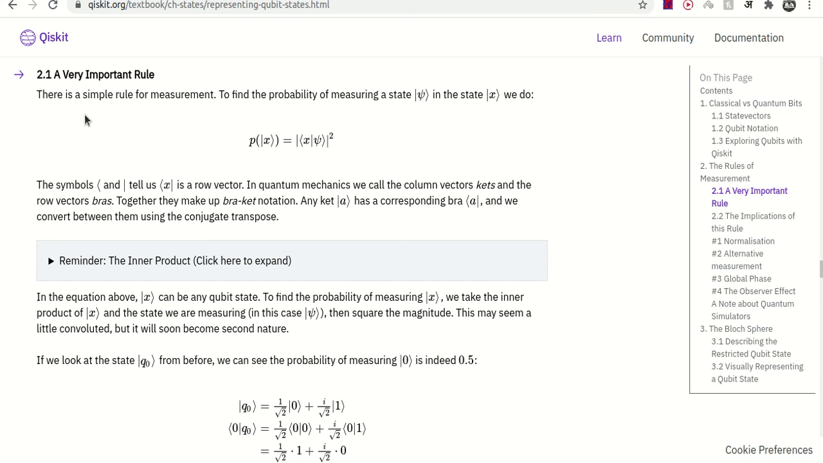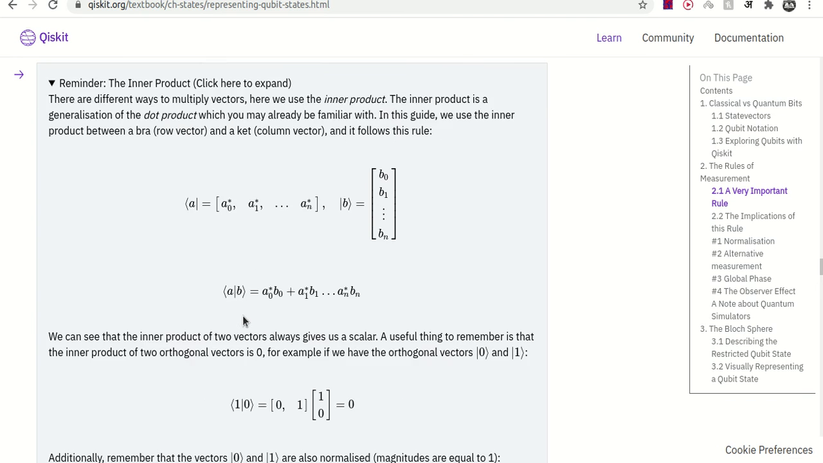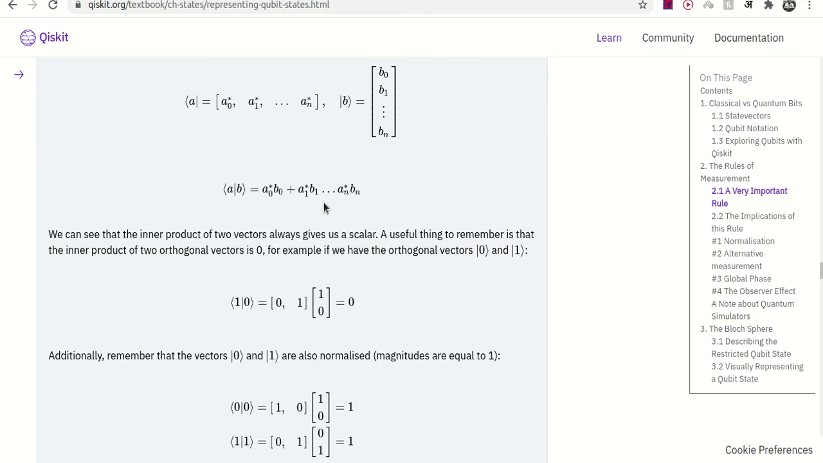Now, a very important rule. There is a very simple rule for measurement to find the probability of measuring state psi in the state x. What are we finding? The probability of psi being in x. It is given by bra x, ket psi, the whole square. What is this notation? This is the inner product. Since this is a bra vector, it is a row vector, and a ket vector is a column vector, and a row vector times a column vector leads to a scalar. So this scalar value is the inner product.